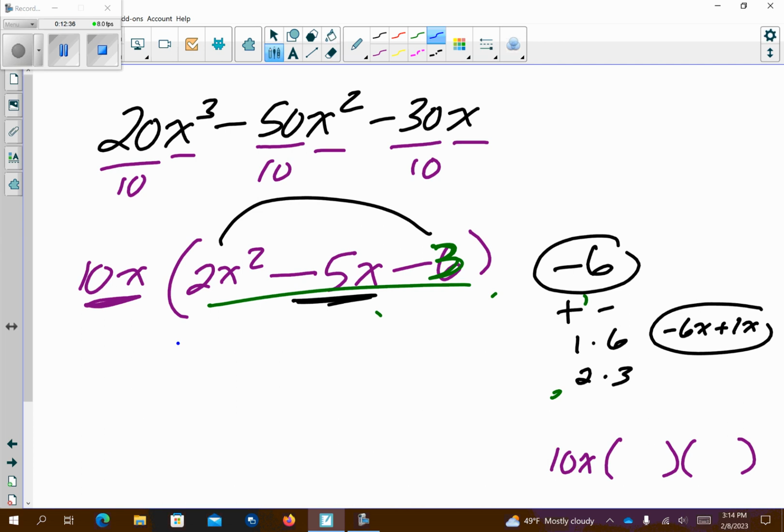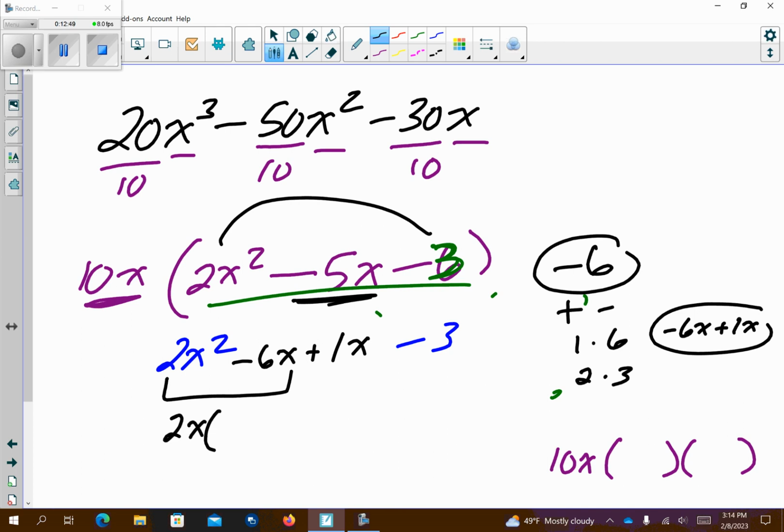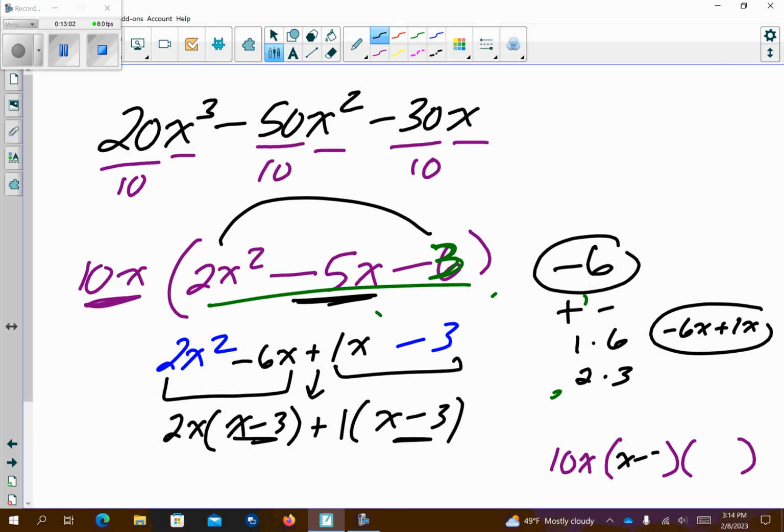So the ends come down, so I get 2x squared minus 3. And in between those, I'm going to put negative 6x plus 1x in whatever order I want. I'm going to factor a 2x out of both of those. That's going to give me x minus 3. Middle sign comes down. Nothing appears to factor out, so I'm going to use a 1 as a placeholder. Okay? These are the same. So x minus 3. What do I have left? 2x plus 1. Okay?